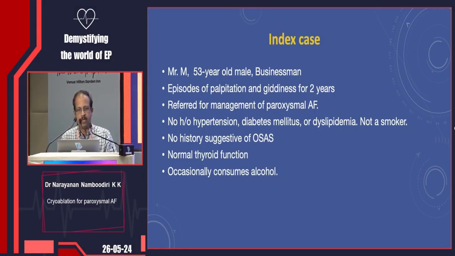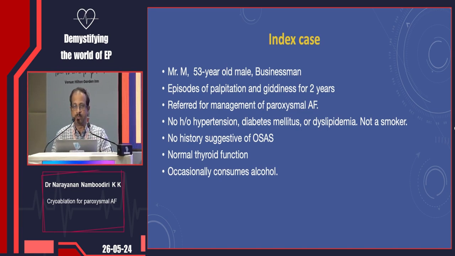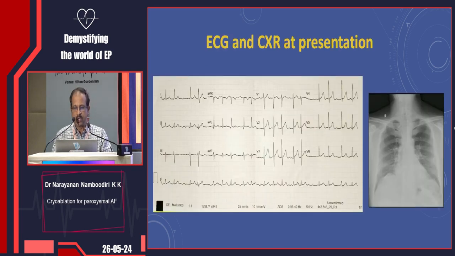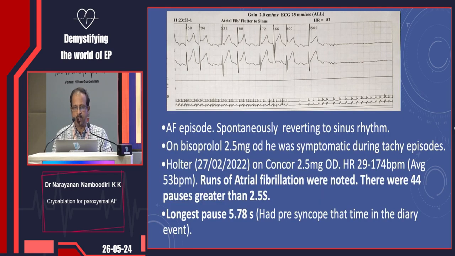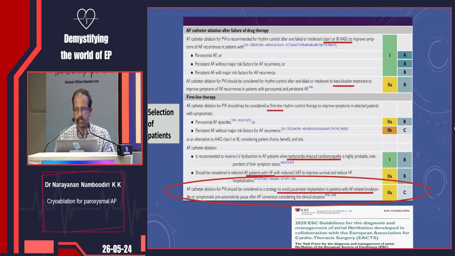This is actually an index case who presented to us a couple of years back. A 53-year-old male with episodes of palpitation and giddiness for the preceding 2 years. In fact, his problem was episodes of pre-syncope following these episodes of palpitations, suggesting a post-termination pause. He didn't have many risk factors except that he occasionally consumed alcohol. ECG showed atrial fibrillation, and the X-ray did not show any cardiac enlargement. This was suggestive of the post-termination pause. He was on Concor, bisoprolol 2.5 milligram, because his tachycardia episodes were quite symptomatic. Despite that, he continued to have both palpitation and the termination pauses.